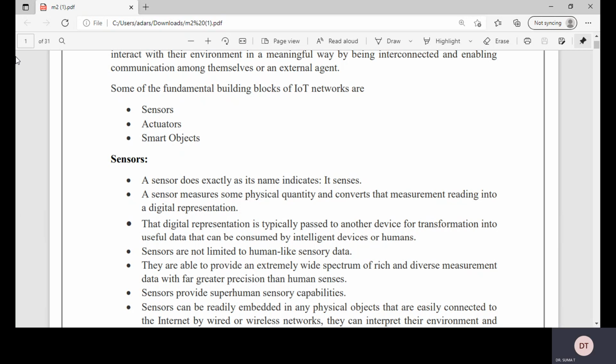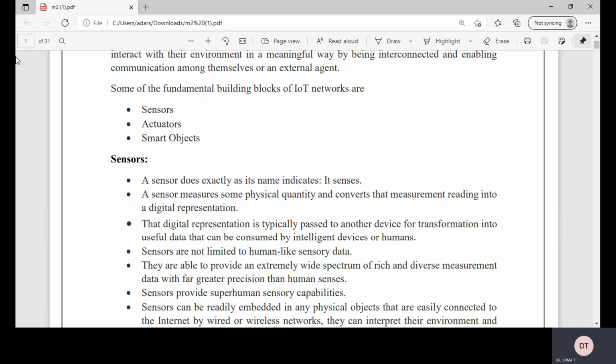Sensors are not limited to human-like sensory data. They can measure anything worth measuring. In fact, they are able to provide an extremely wide spectrum of rich and diverse measurement data with far greater precision than human senses. Sensors provide superhuman sensory capabilities. This additional dimension of data makes the physical world an incredibly valuable source of information.